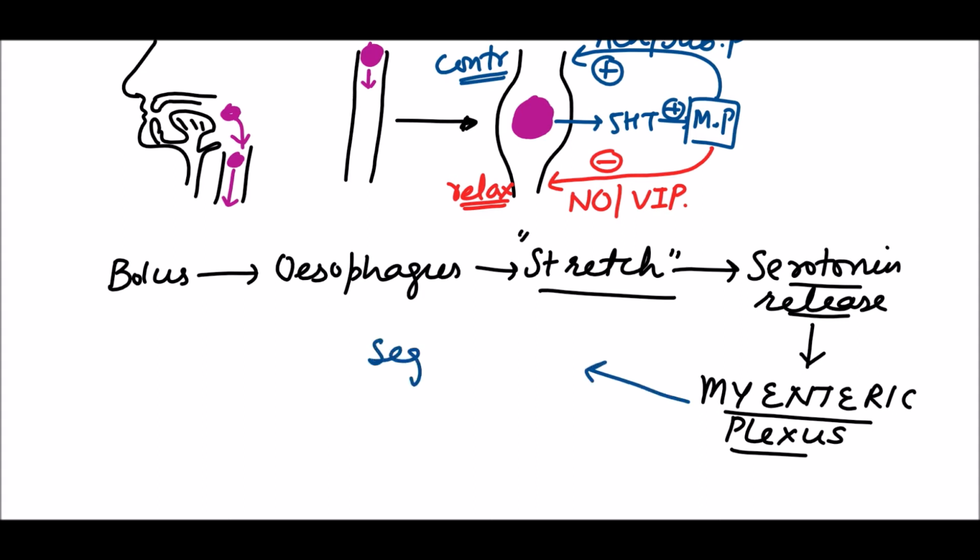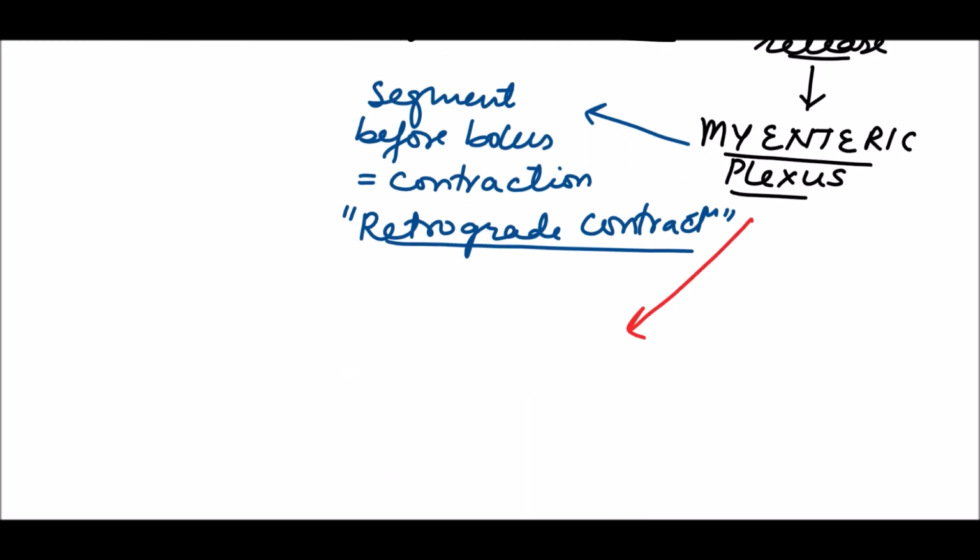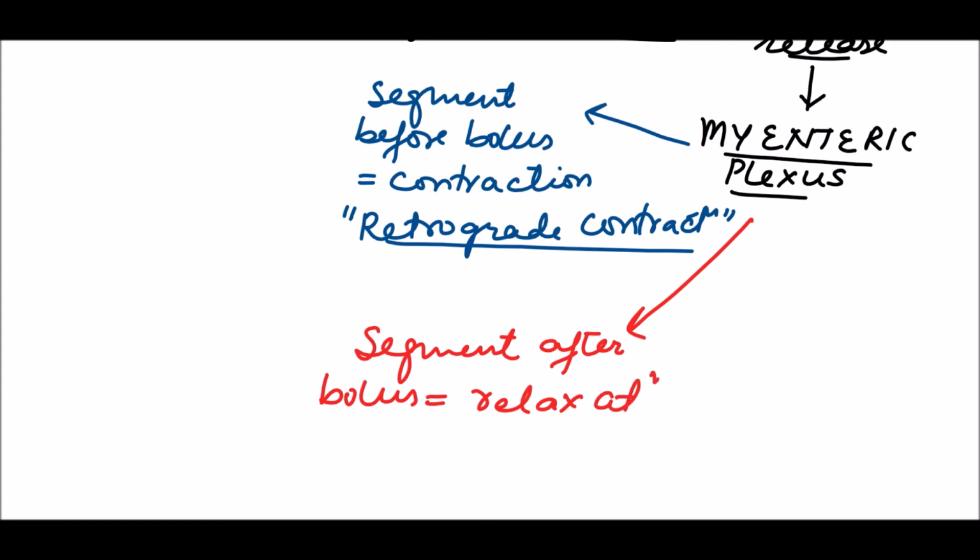So as a result of the activity of the myenteric plexus, the segment of esophagus before the bolus undergoes contraction, and this is called retrograde contraction. Retro, because this segment is present before the bolus, so this is called retrograde contraction. And again, as a result of the myenteric plexus, the segment of esophagus present after the bolus undergoes relaxation, and this relaxation is called anterograde relaxation. Antero, because it's present after the food bolus, so this is called anterograde relaxation.